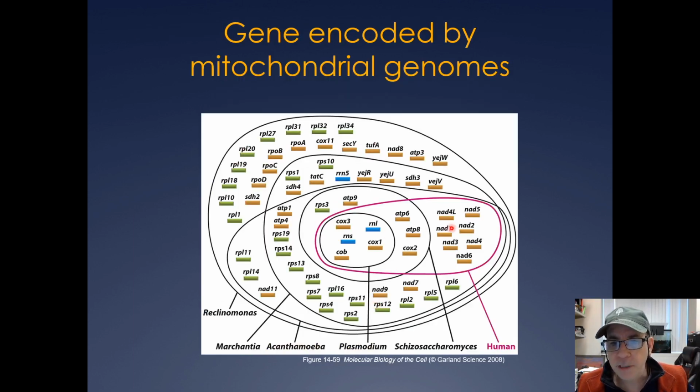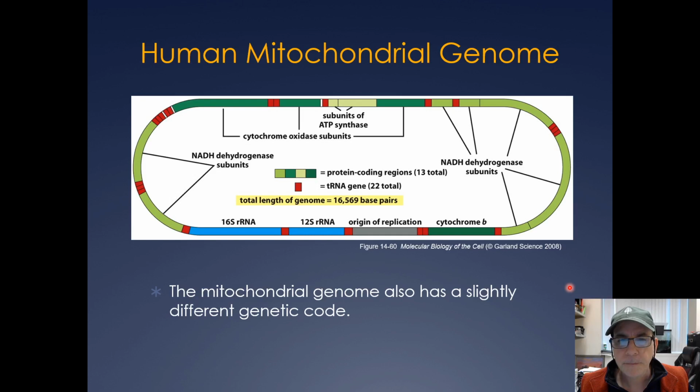So here's just some of the genes and how they overlap depending on the organism. The human is shown here in pink, and then you have Schizosaccharomyces here. So there's a couple common genes that are in basically all mitochondria. Cytochrome oxidase is one, so COX-3. Here's just the human mitochondria.